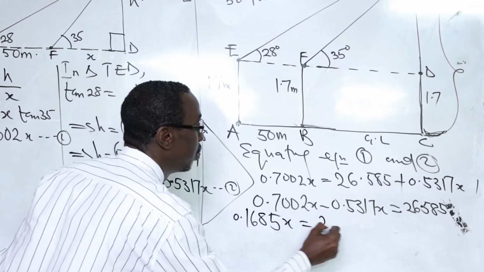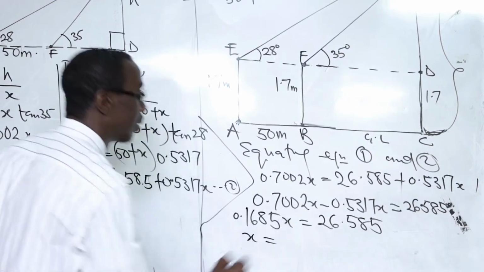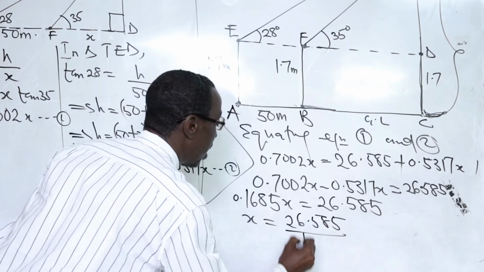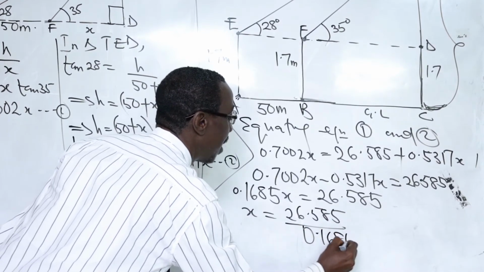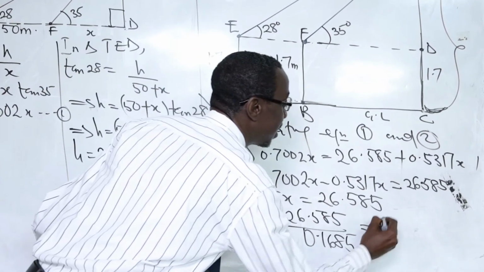0.1685x is equal to 26.585. Finally, x is 26.585 divided by 0.1685. What's that? 157.77.